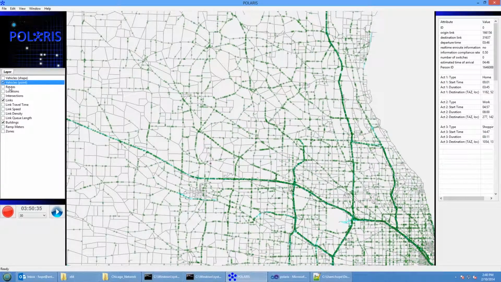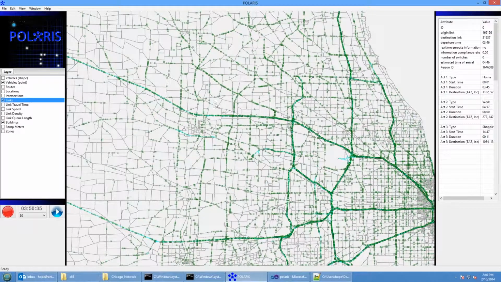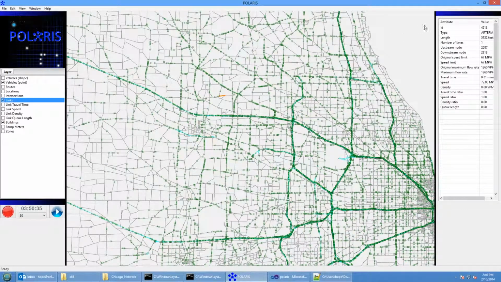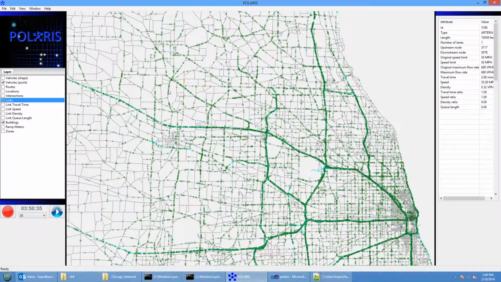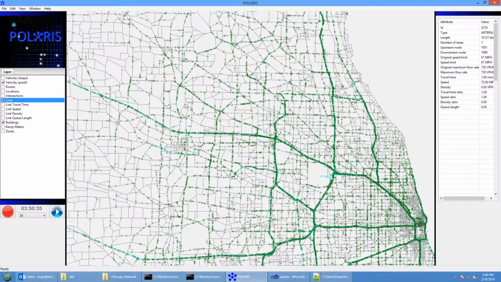Current information can be made available for many objects in the simulation, including links. The attribute panel shows characteristics such as number of lanes, current density, or facility type. Individual links may also be browsed rapidly.